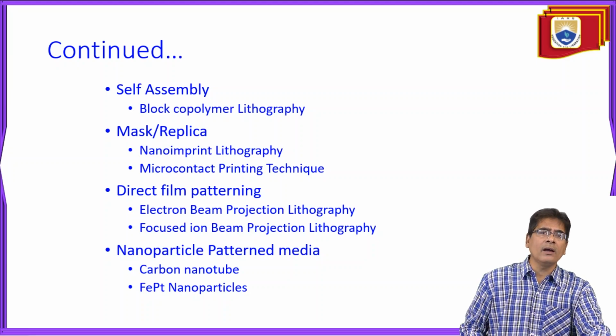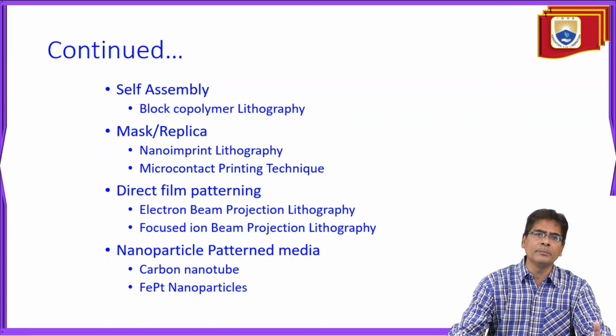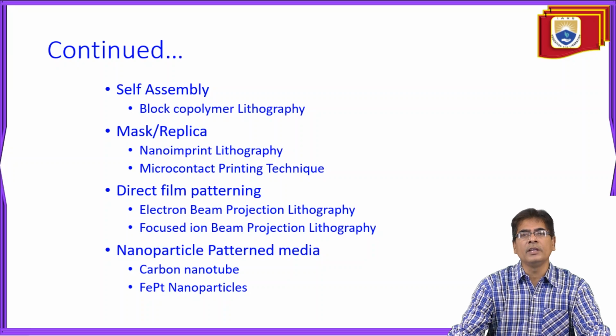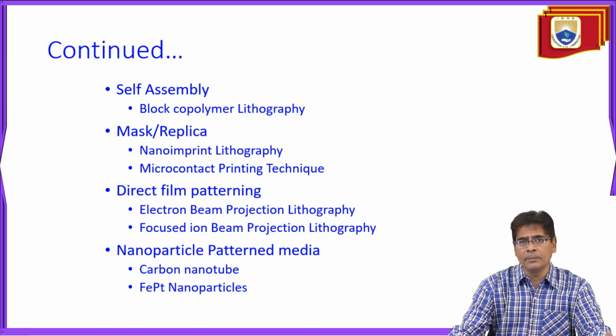Then we have self-assembly, which is block copolymer lithography. This is also one type of lithography, where self-assembly is assembling it. And there is a mask or replica, which is for nano imprint lithography. We also have the micro contact printing technique.